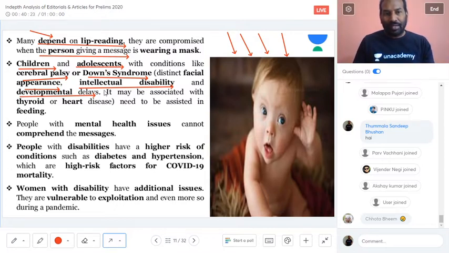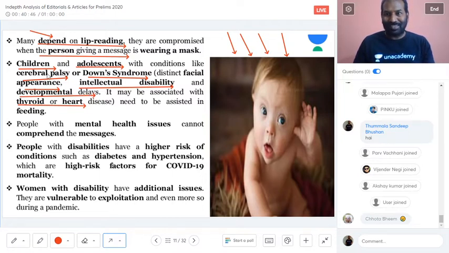And when we are talking about disabilities, it will also be associated with thyroid or heart problems, heart diseases. So with Down syndrome, sometimes we feel, why are they born and why are they actually facing all this? That is a different concept itself, but we'll not get into that.